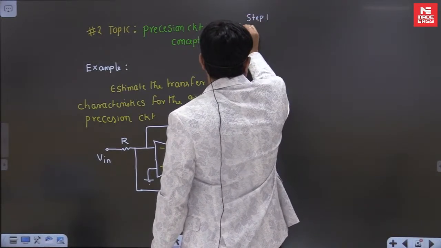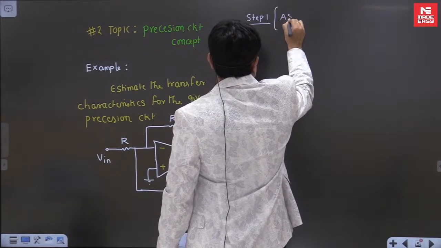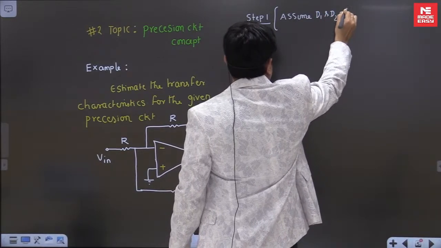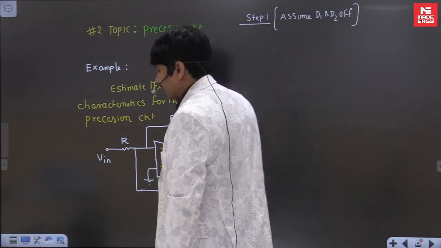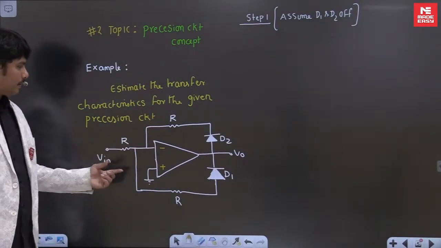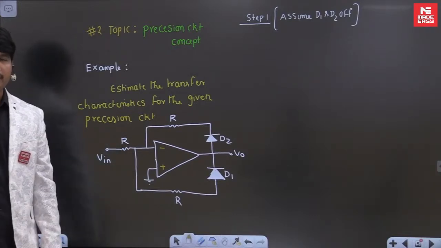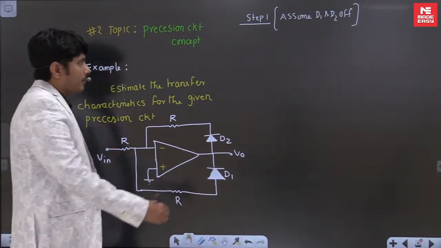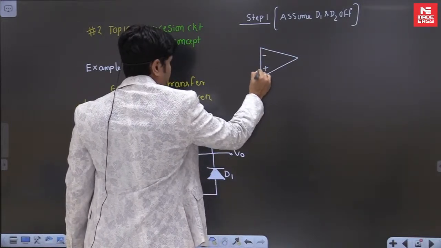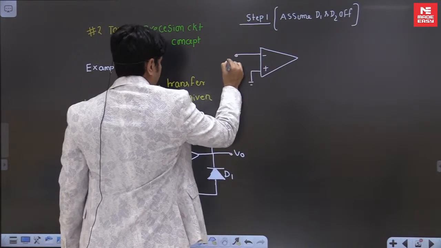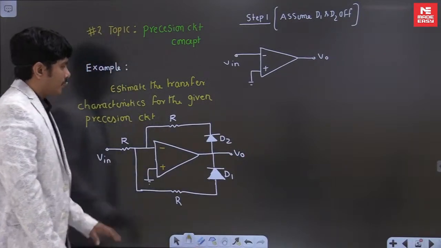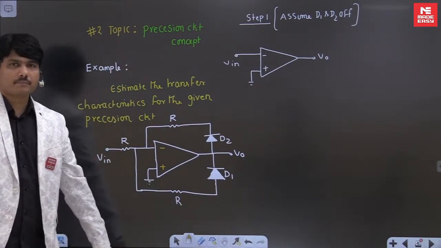Step 1: assume D1 and D2 are off, like in our previous class where the BJT was off. Now the diodes are off. Whenever the diodes are off, how does this circuit look? That is a very interesting point to learn. This circuit automatically changes into a simple circuit: minus, plus, plus is grounded. This is your input and this is your output. If you observe correctly, the circuit will be looking like this.